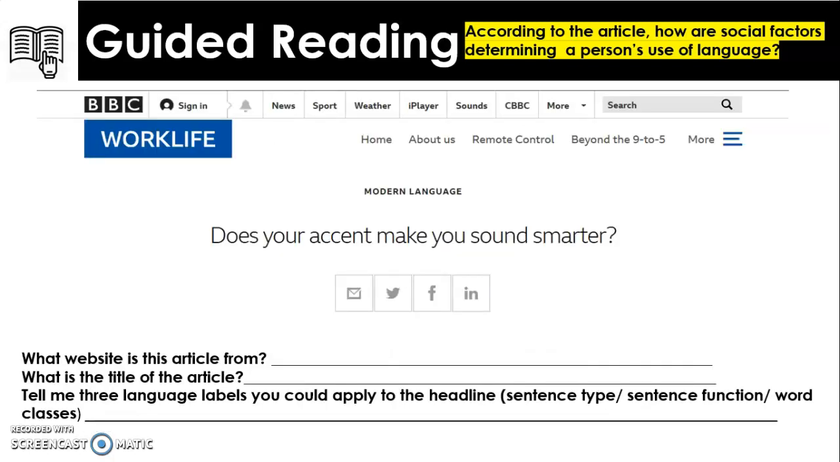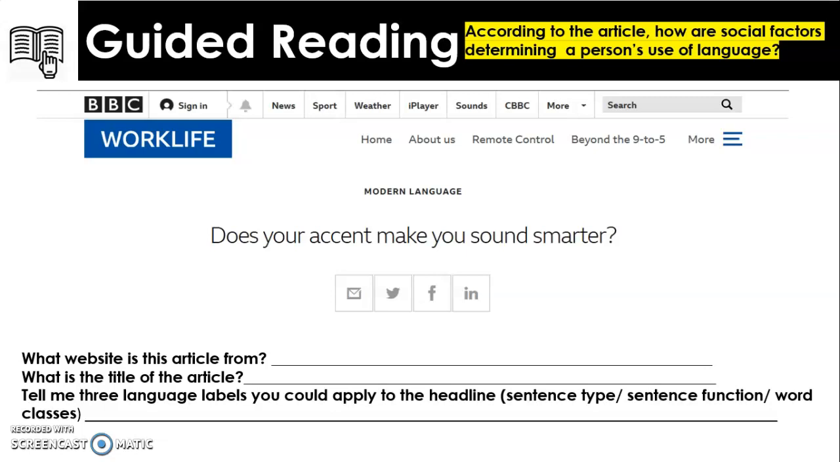So the yellow's up there to remind us this is our overarching theme: according to the article, how are social factors determining a person's use of language. But as you'll see, we've got the opening screen rip of the article. Now, the PDF version doesn't have this layout. It does have the title, but we're just going to start here.